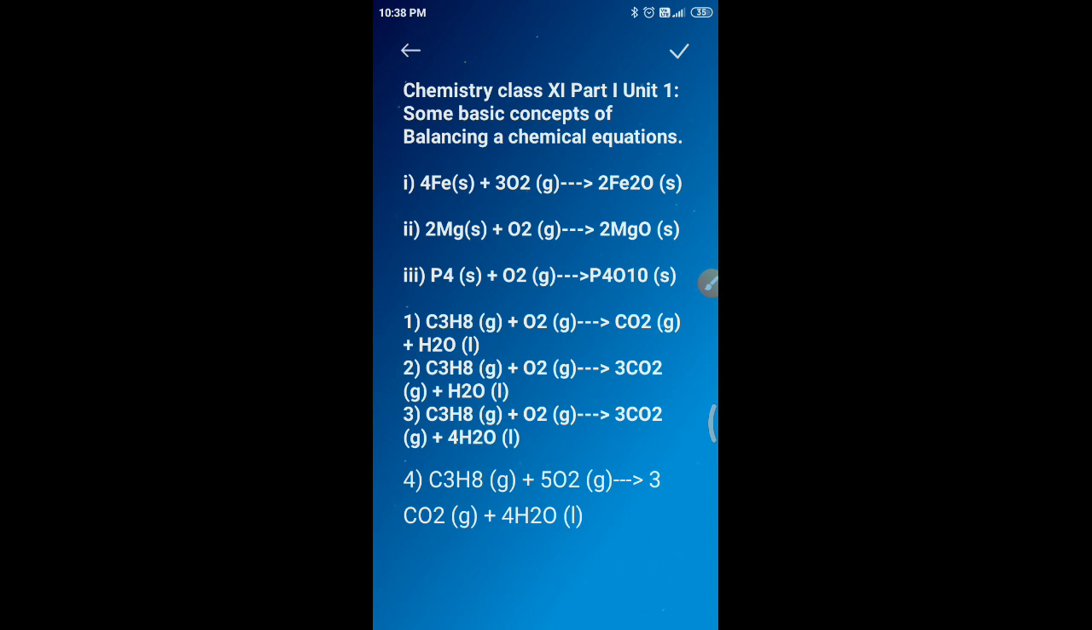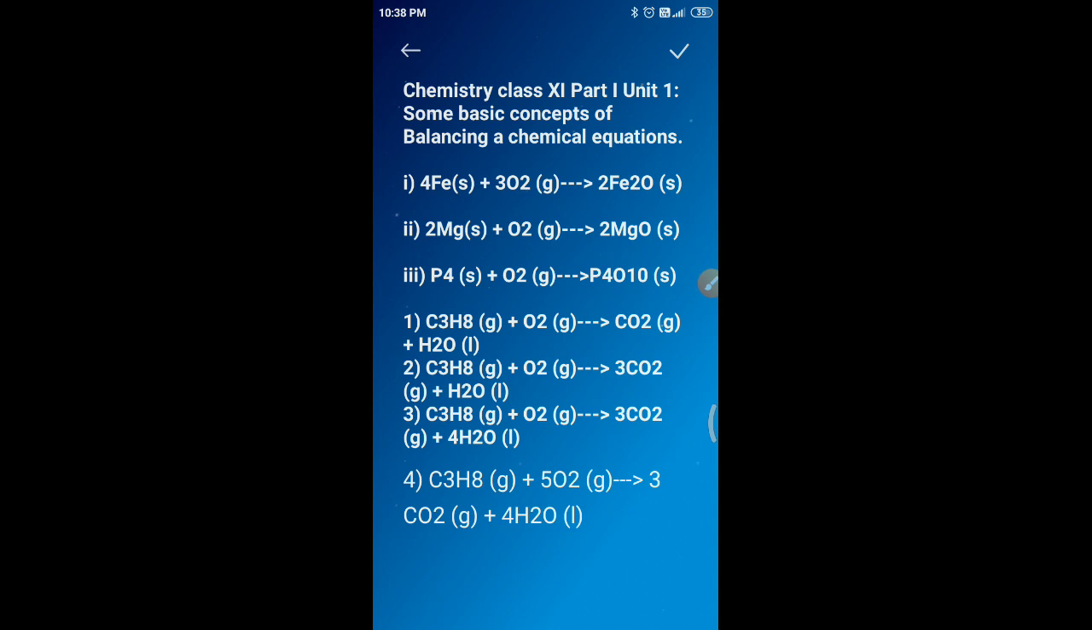In the next step, there are oxygen atoms. There are a total of 10 oxygen atoms. How do we get 10? On the product side, the right side of the equation, carbon dioxide has 3 into 2, that is 6 oxygen atoms, plus water has 4 oxygen atoms. Total 10 oxygen atoms are available on the product side, the right side of the equation.